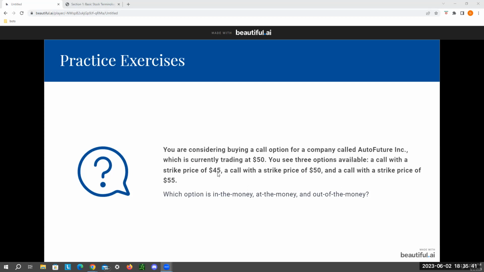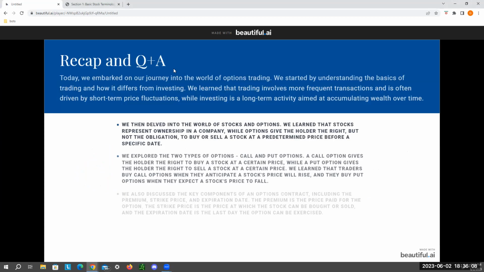So the 45 is in the money because it is below the current asset price, and a call option, remember, is to go up. If your strike price is below the current asset price, that means the asset price is above your strike price. You're in the money. Now, if your strike price was 50, which is the current asset value, you're at the money. And if you're at 55, you need the stock to keep going up because you're out of the money. Perfect. You guys understand it.